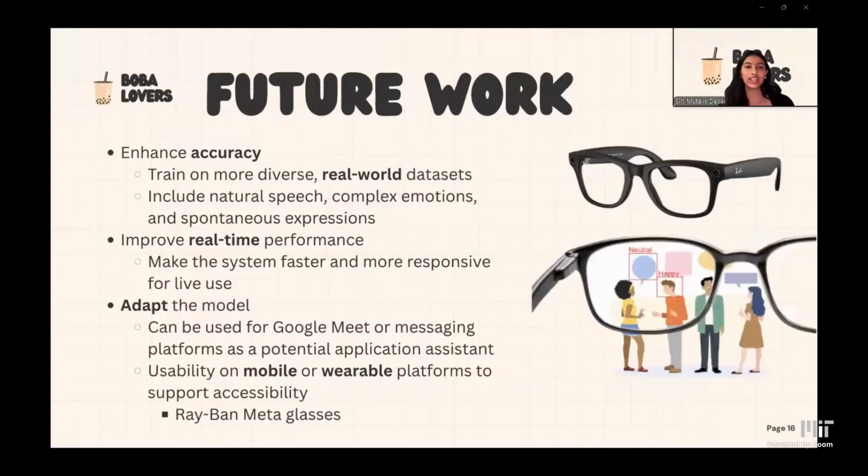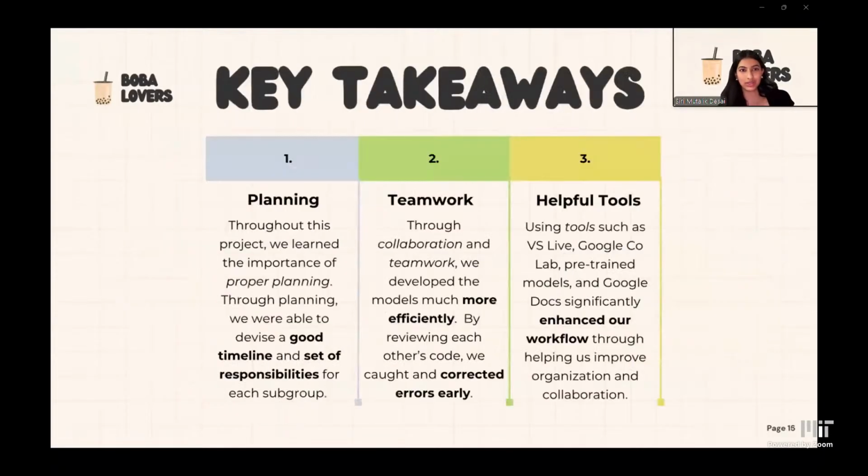Okay, so what were the key takeaways, or in other words, what did we learn from this project? So the three main things we learned were number one, planning, teamwork, and helpful tools. Throughout this entire project, we really prioritized planning and organization, which allowed us to have a good timeline, so we were able to complete our tasks on time. In addition to this, we became a better team and learned collaboration skills, which allowed us to develop things more efficiently. And finally, we utilized helpful tools like VS Live and Google Colab, along with other pre-trained models, which enhanced our workflow and allowed us to complete tasks quicker.